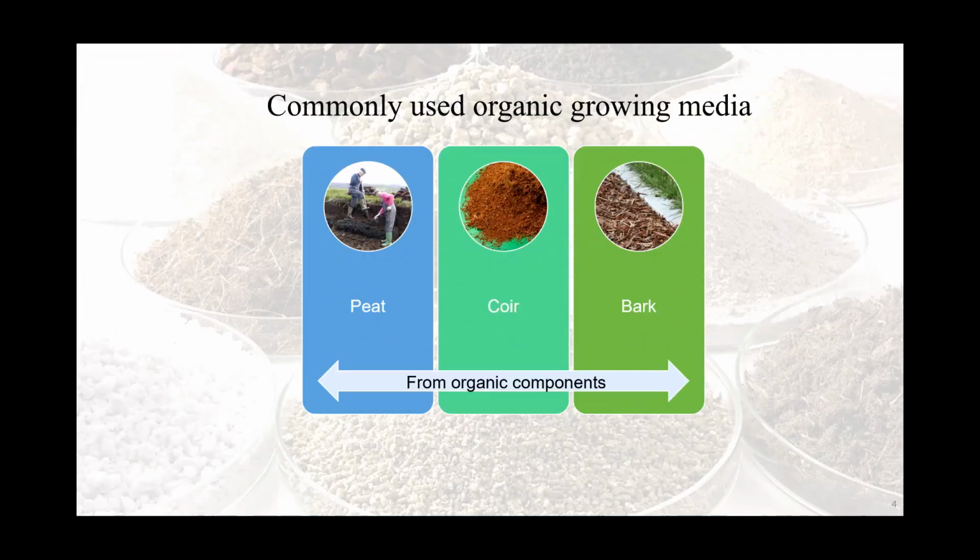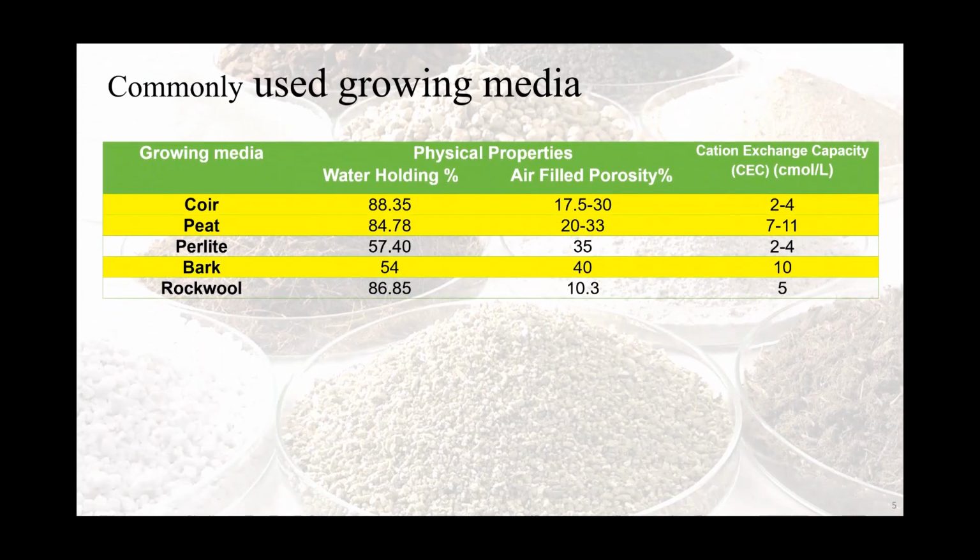Also, in the previous video, we talked about three common organic substrates, peat, coir, and bark, and we looked at three important factors in these three organic growing media: water holding capacity, air-filled porosity, and also cation exchange capacity.